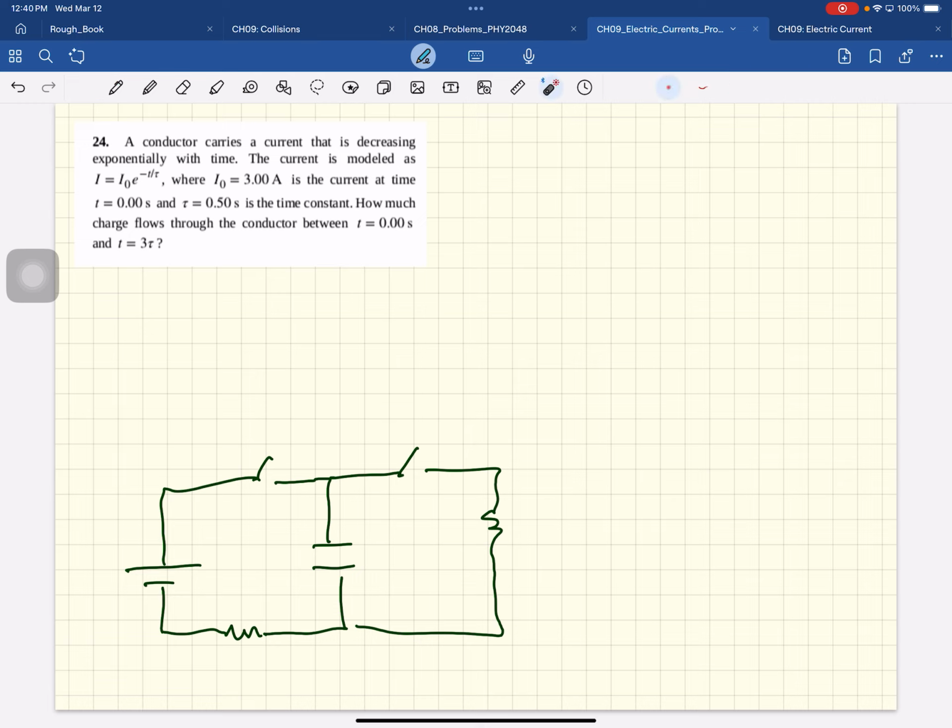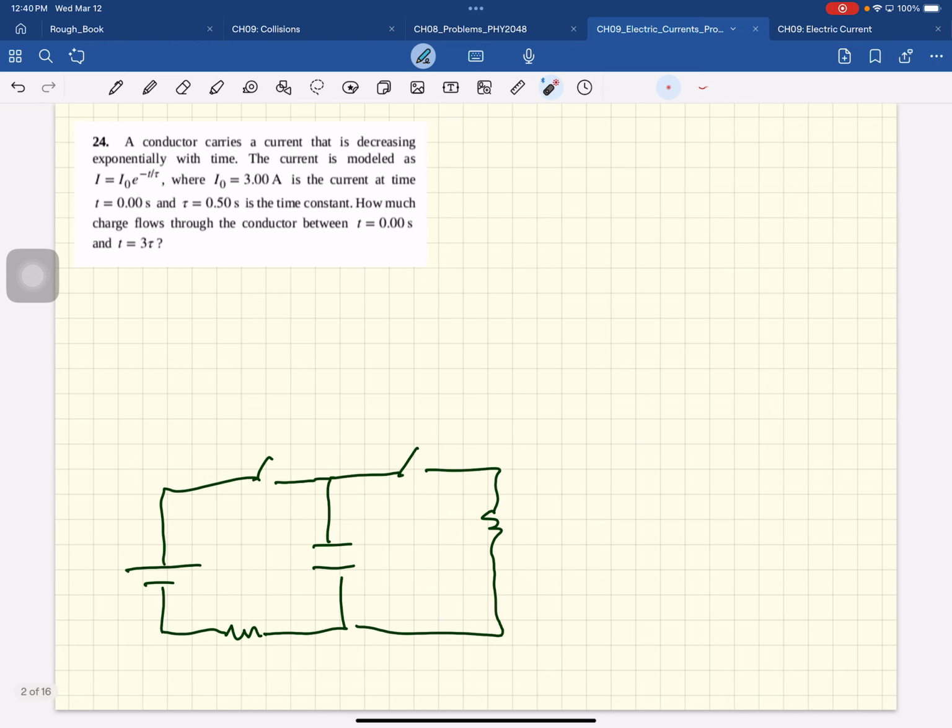Okay, so a conductor carries a current that is decreasing exponentially with time. The current is modeled as that. This tau is the time constant. So after that time, the current has fallen to about 35% of its initial value. Okay, so the time constant, you'll hear this expression time constant all the time in circuits. That's the time scale on which things change significantly. Okay, so tau is a time constant.